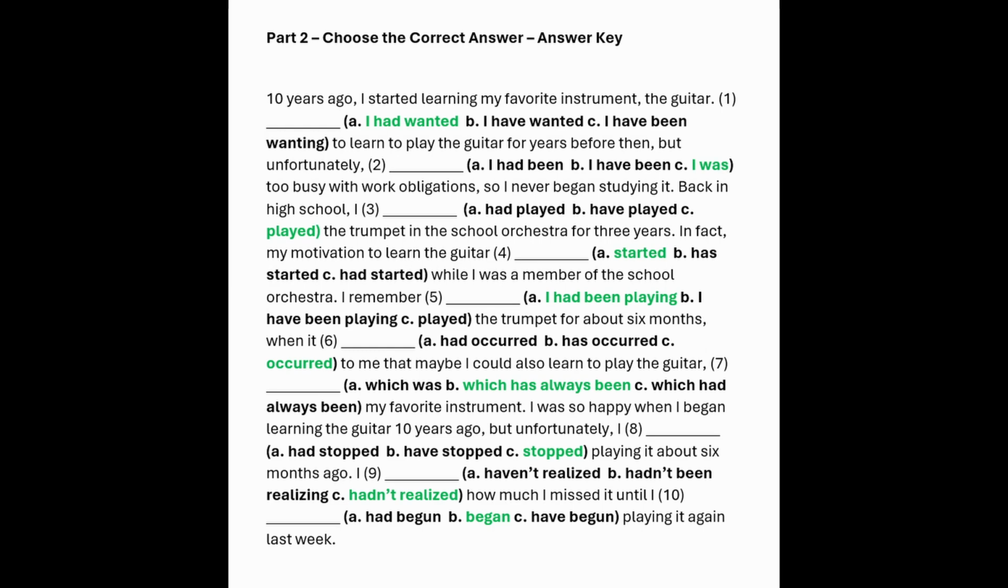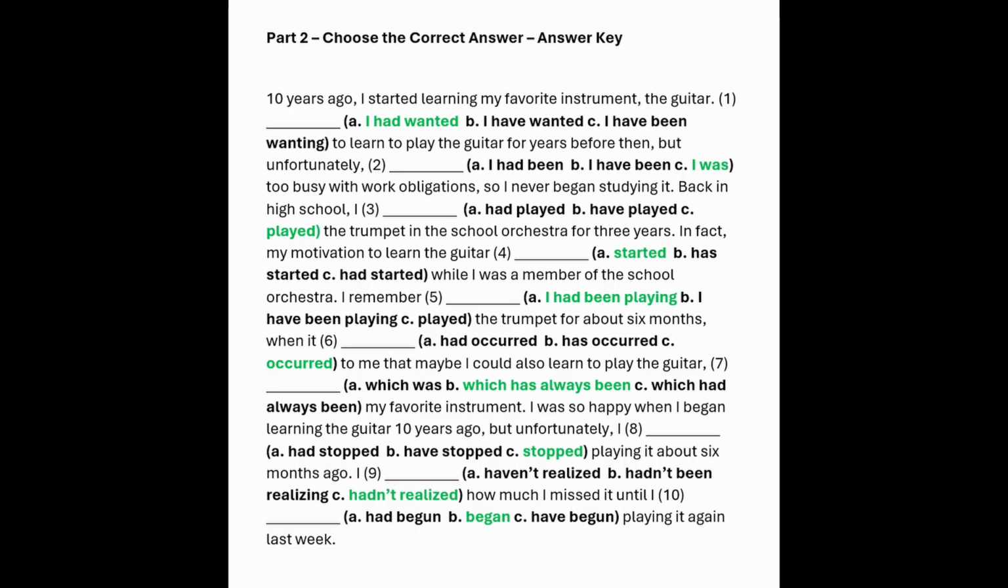So number 7 should be "which has always been," not "which was." It's not finished, right? It's still my favorite instrument. So, which has always been. Had always been? No, that's also finished. It's still my favorite instrument. We should say the present perfect: which has always been my favorite instrument. Okay, so number 7, which has always been, that's present perfect. Let's move on to number 8.